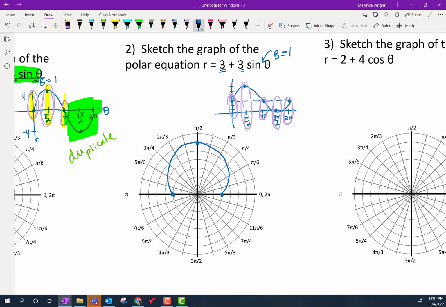All right, so we're at pi, 3 or 3 pi. Now at 3 pi over 2, which is down here, we're at 0. So this is where there's danger. I have had students connect this with a straight line. Please don't do that. They're all curved.